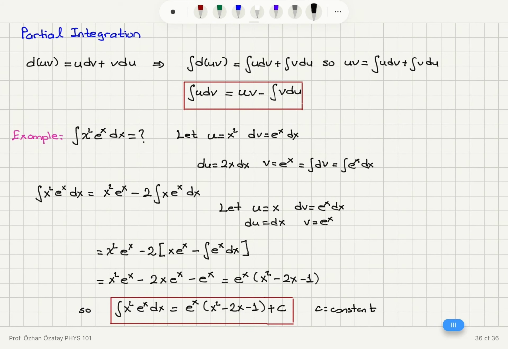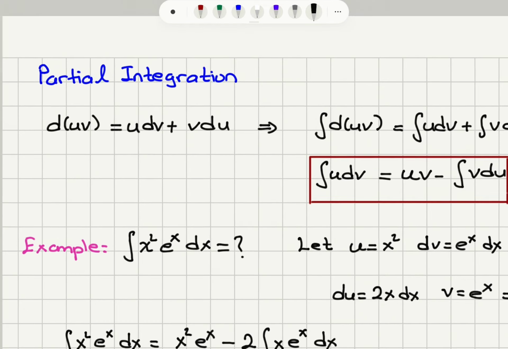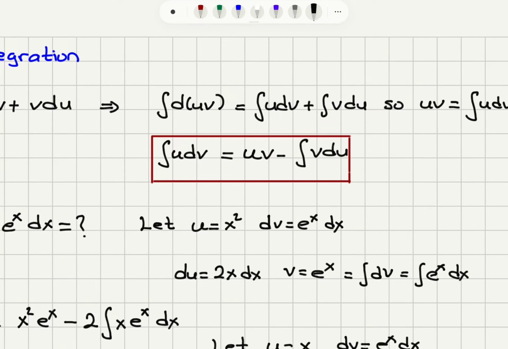Now, an important trick that we use in taking integrals is called partial integration, or integration by parts. And this is based on the derivative of the product of two functions. d of uv is equal to u dv plus v du. So that was the first property that we have seen.